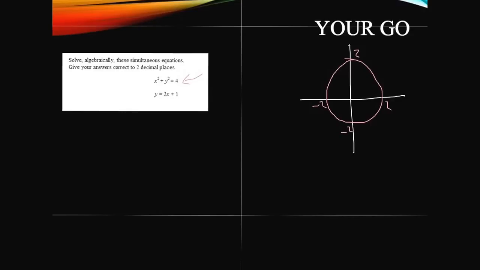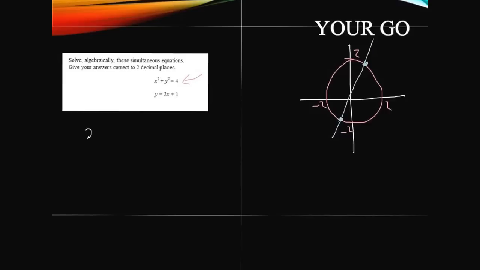And we've got y equals 2x plus 1. That's going to be a line that's going to go something like this. So we've got 2 solutions that we're looking for, one here and one here. Okay, now if we start to go through this, I'm going to substitute them in.